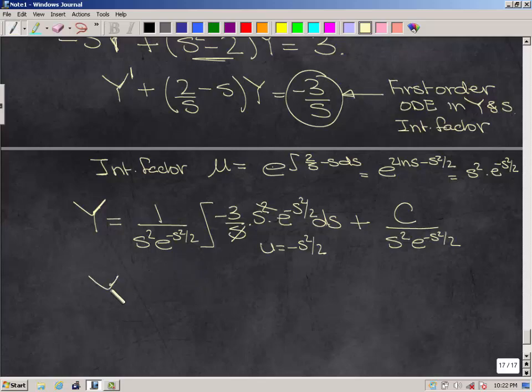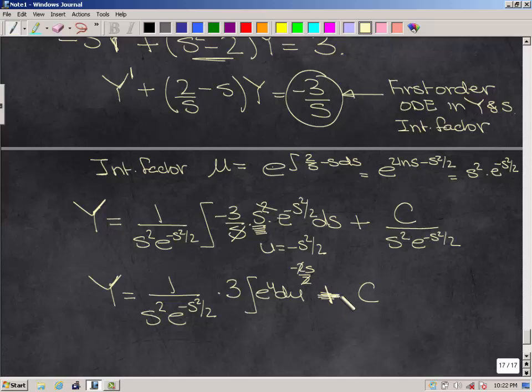let's see, we get big Y is 1 over s squared e to the negative s squared over 2. If I do a substitution, if you do the derivative, you get 2s over 2. The 2's will cancel, so you'll get a negative s on the bottom, which will cancel this s here. And this negative will become a positive, so you'll get 3 times the integral of e to the u du. And out here we get plus c, I'll just move this exponent to the top here. Okay.